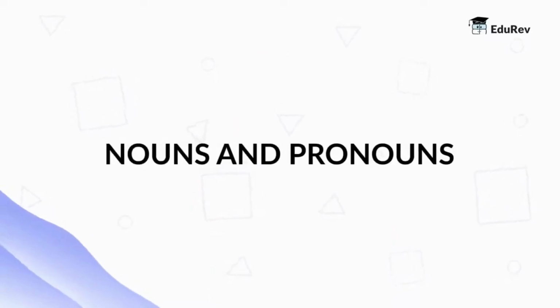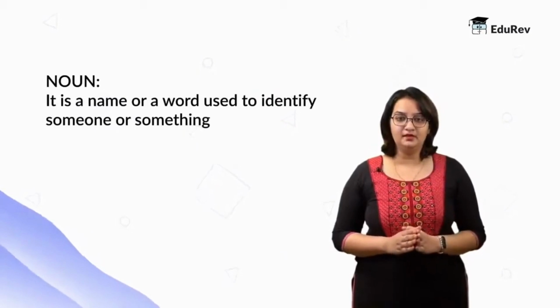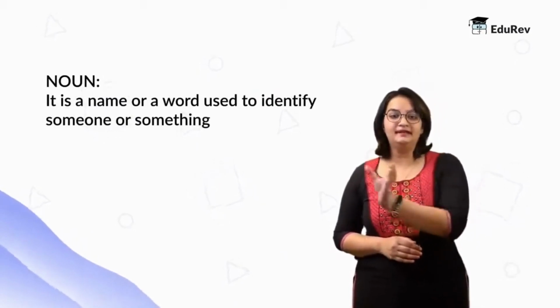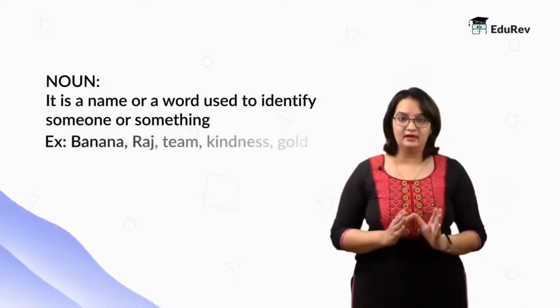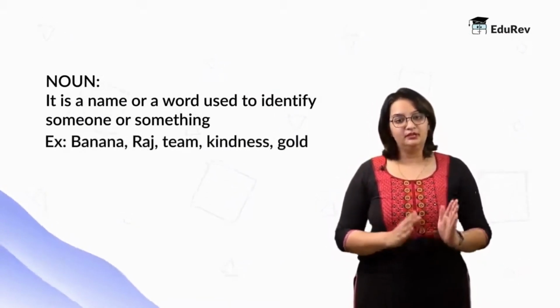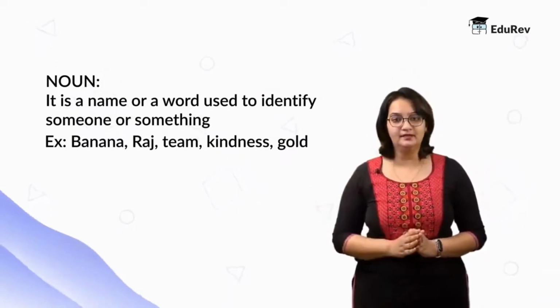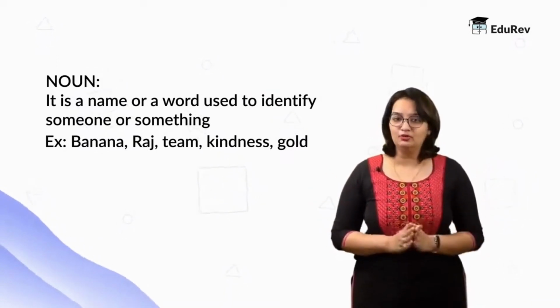Today we are going to discuss nouns and pronouns. First of all, what is a noun? A noun is a name of something or a word that identifies something. For example, Bengaluru. Bengaluru is a city. Banana. Banana is a fruit. Right?